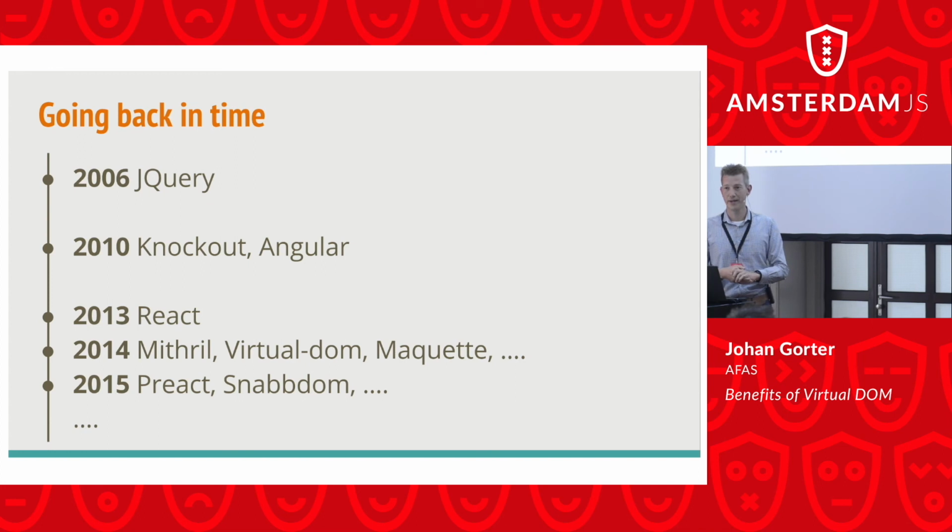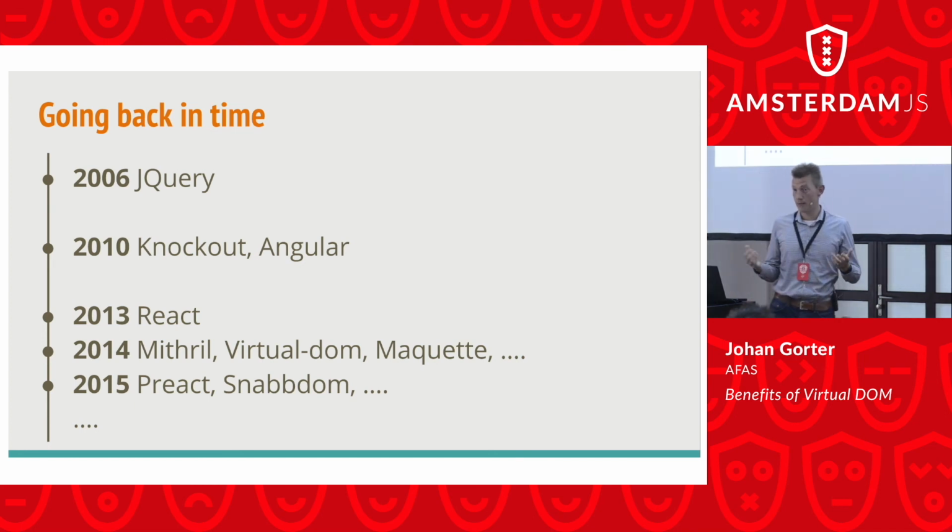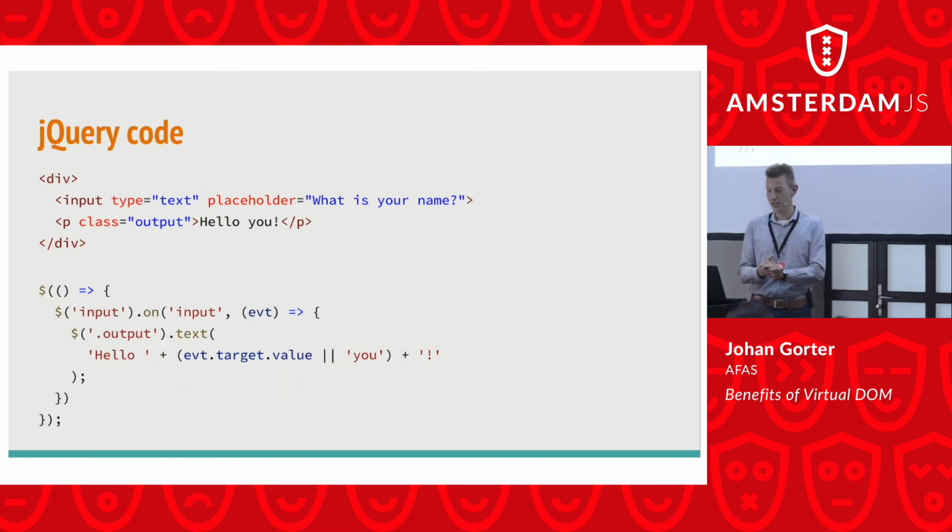If we look a little bit back in time, then we can see where we came from. Well, in 2006, jQuery came out, so that's how we wrote code. In 2010, MVVM frameworks made things a little bit easier for us with Knockout and Angular. And in 2013, something interesting happened. React was open sourced by Facebook. And in the years that followed, there were many Virtual DOM frameworks created, including one by us, the Maquette framework. I'll show you why in a minute. Okay, so if I say writing Virtual DOM is easy, then we have to look back at how things were before there was Virtual DOM.